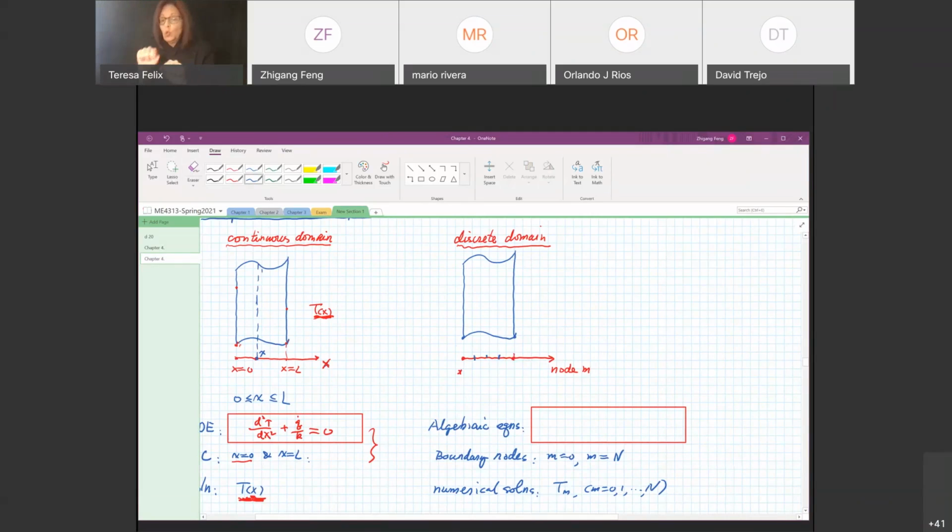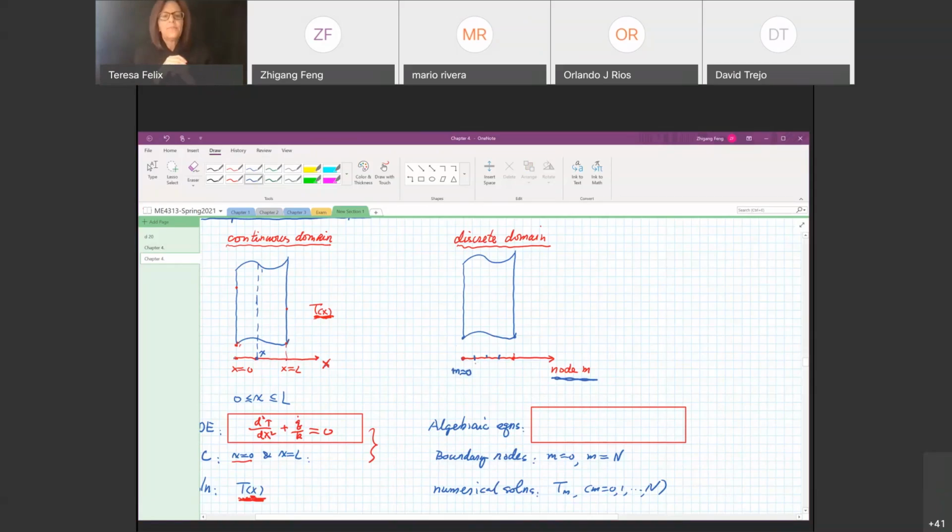So now I have to introduce a node number. Let's say the first node, I call that m equal to 1. You can use i equal to 1. Or you can make m equal to 0. You say, okay, I prefer the first node to be 0. That's fine. Just like you can choose x equal to 0 to be your left side, or you can choose x equal to -1 or 1 as your left side.